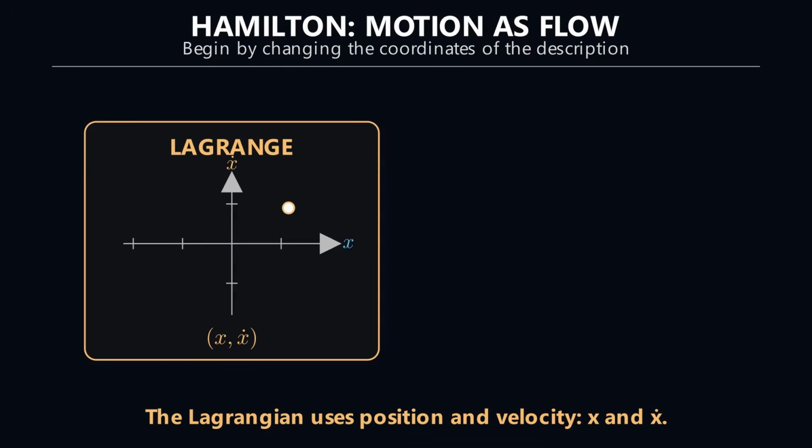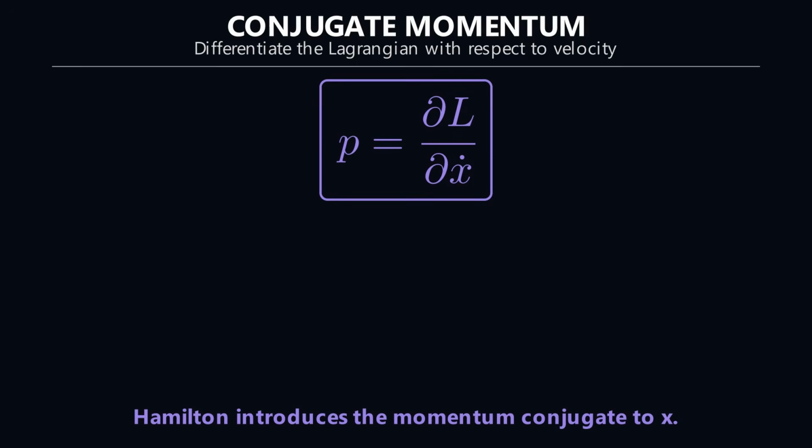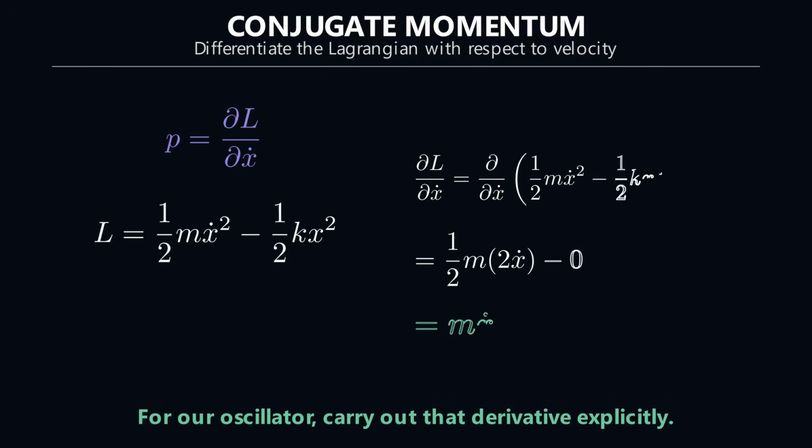Hamilton makes one more change to how we set up a problem. The Lagrangian is written using position and velocity, x and x dot. Hamilton replaces the velocity with the momentum conjugate to x. For an oscillator, the momentum is equal to m x dot. That makes the switch from velocity to momentum.